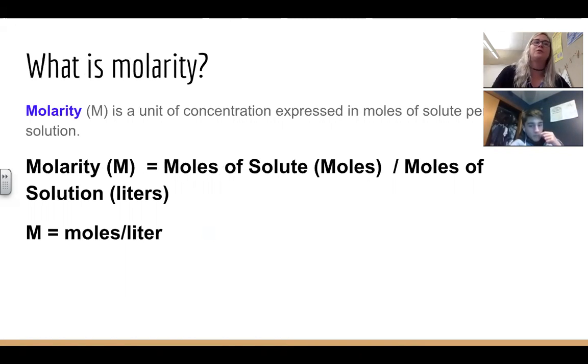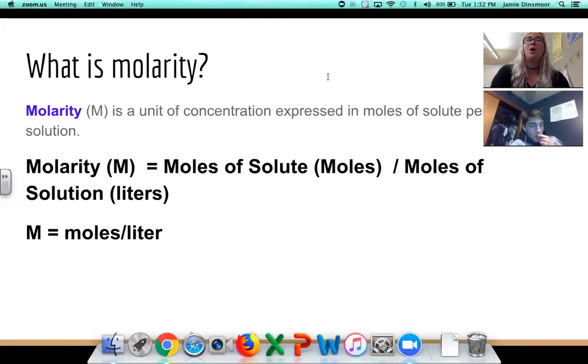Molarity is represented by a capital M, and that might seem not that important, but it is because a lowercase m is mass. So when you see a lowercase m, you're looking at mass. When you see a big M, you're looking at molarity, which is going to be a big difference. So the capitalization of it is important.